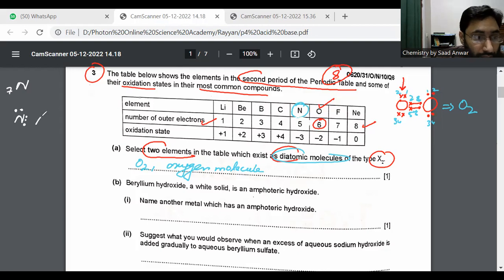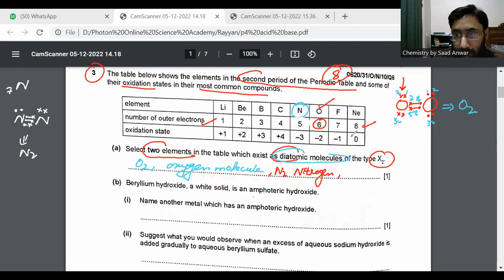So let me draw another nitrogen atom, 1 2 3 4 5. By sharing, these two nitrogen atoms manage to get 8 electrons in their outermost shell, and we get N2. So the other is the nitrogen molecule. Similarly, the fluorine F2 molecule.